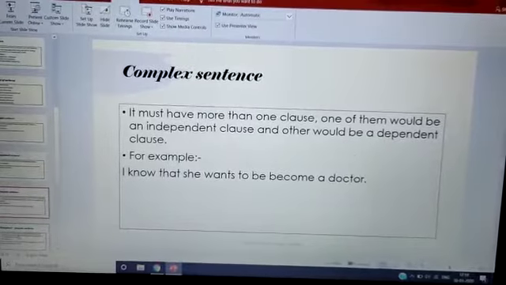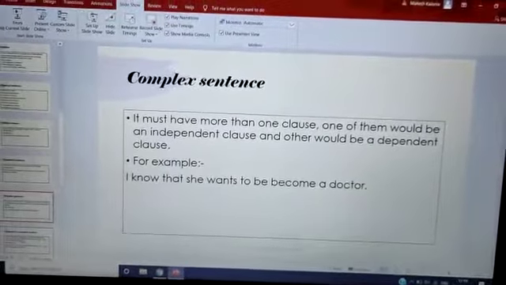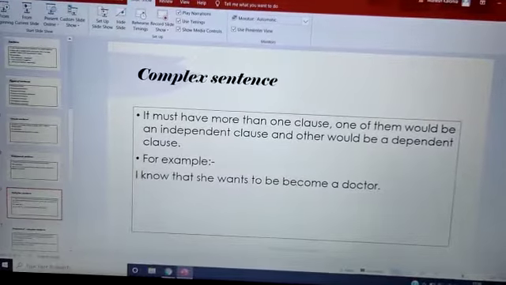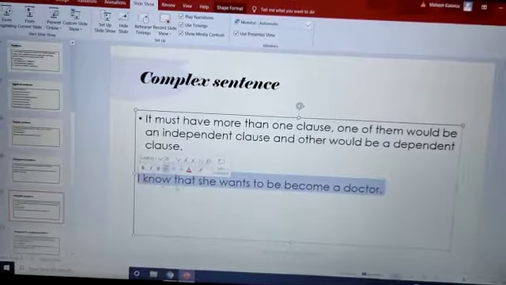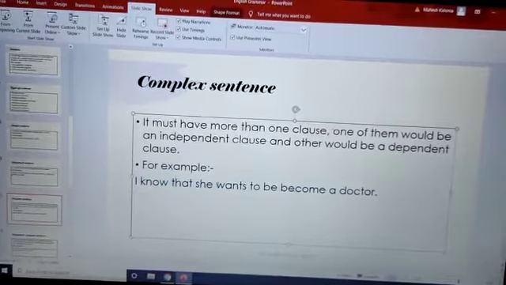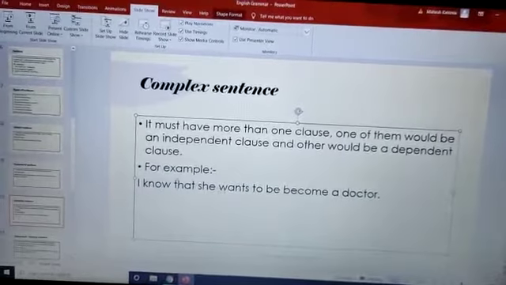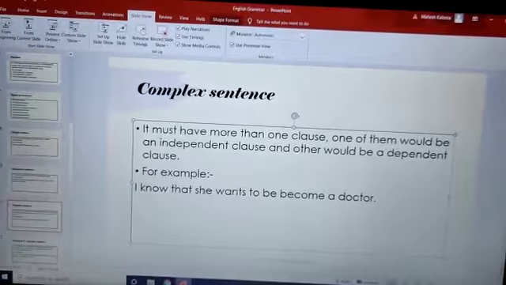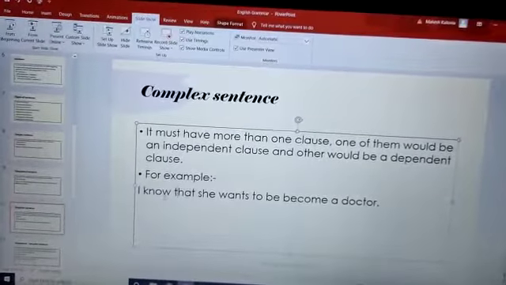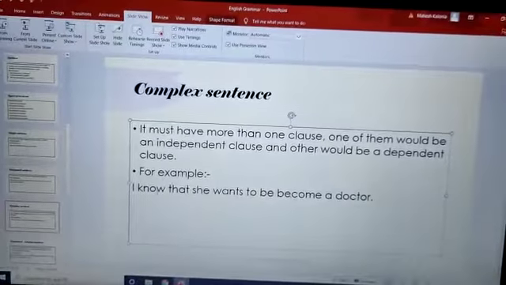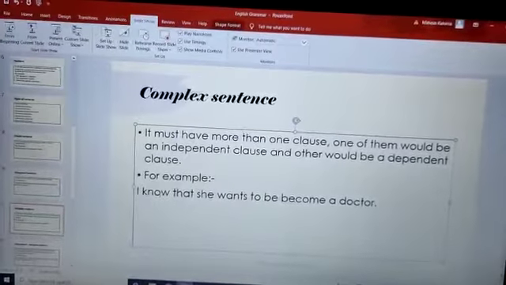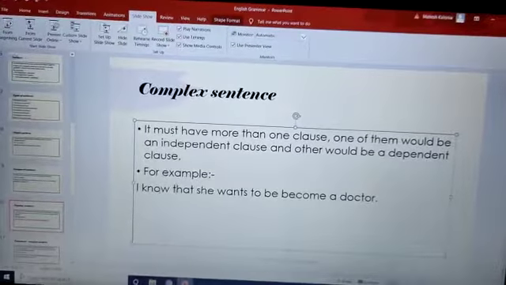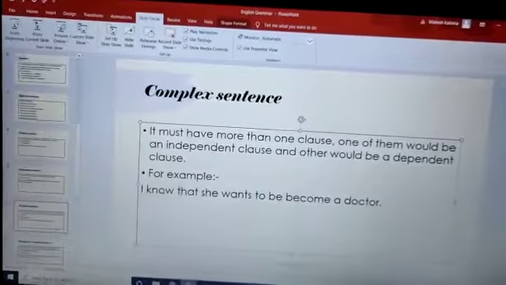Here there are two subjects. I know is the first subject, and she wants to become a doctor is the second. She here is the second subject. Now she wants to become a doctor is a dependent clause on I know, and it could be vice versa. I mean, I know can also be a dependent clause, and she wants to become a doctor can also be an independent clause, or the other way around.